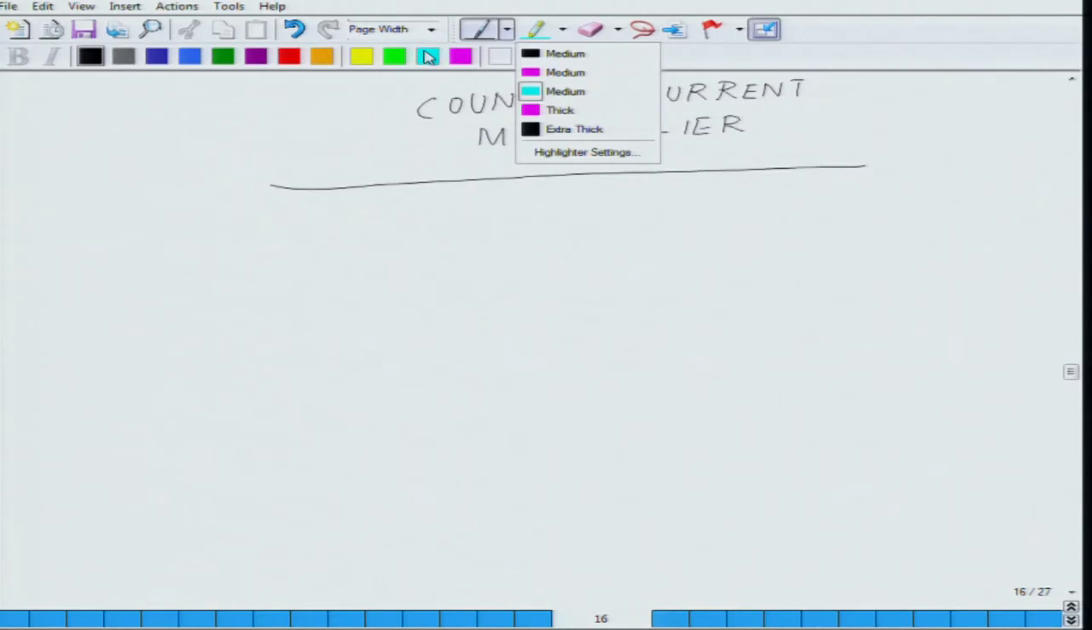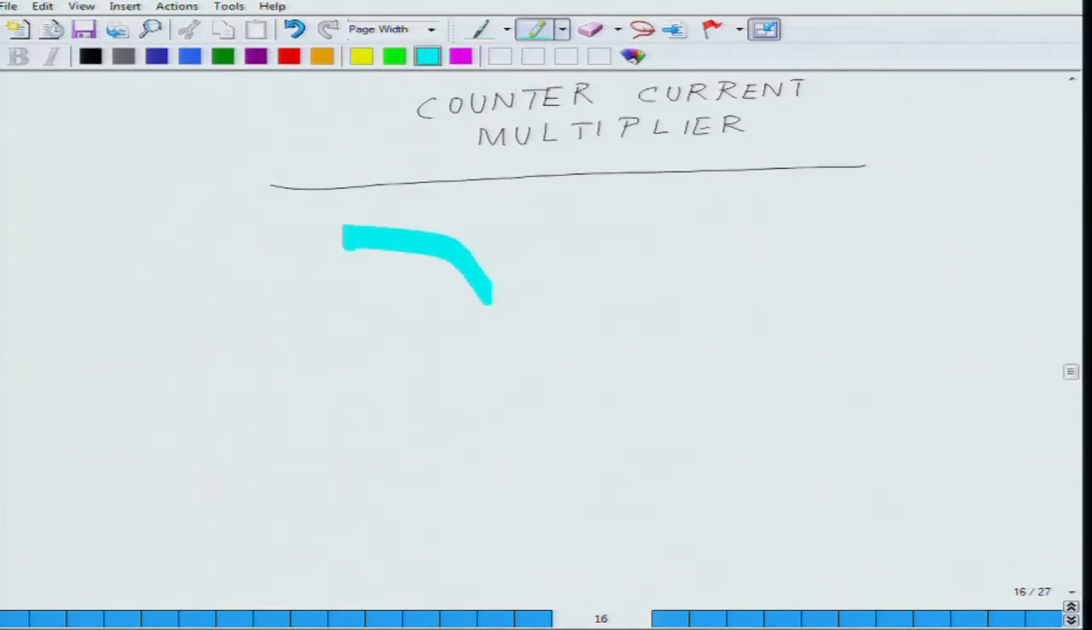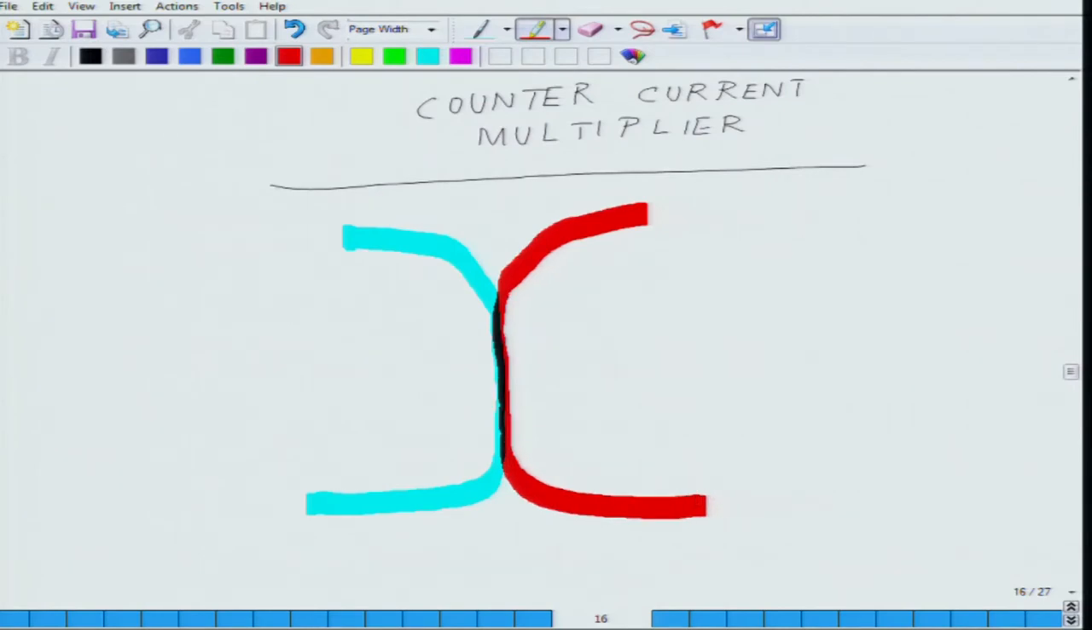So let me pick up the right color set. Something medium. Fine. So one tube is like this. And there is another tube which is like this. They are in touch, but they are not continuous with each other. In other words, and out here like this. Now, think of a situation.